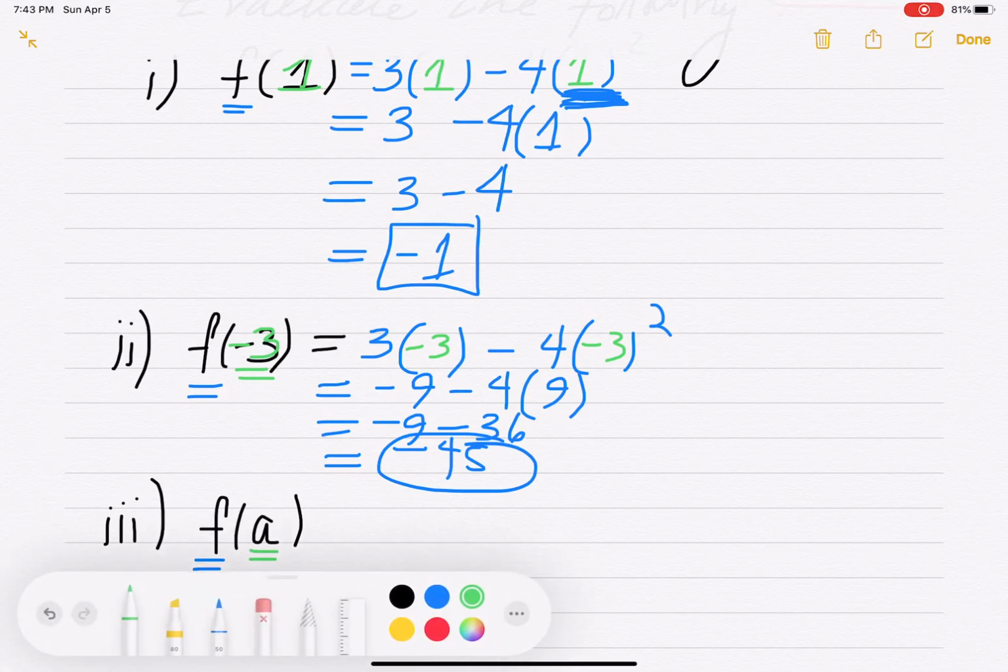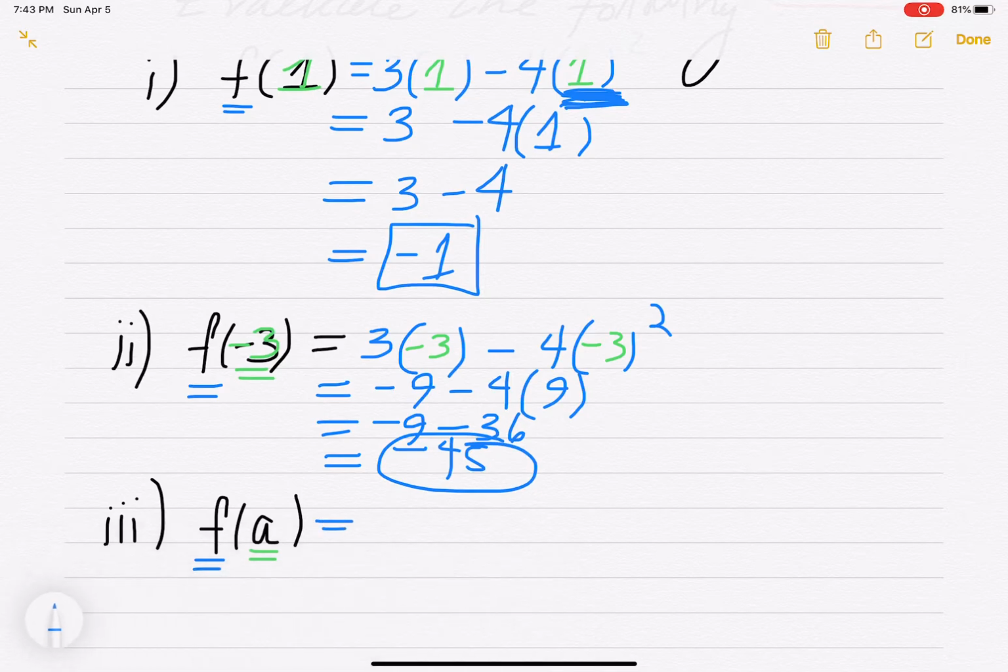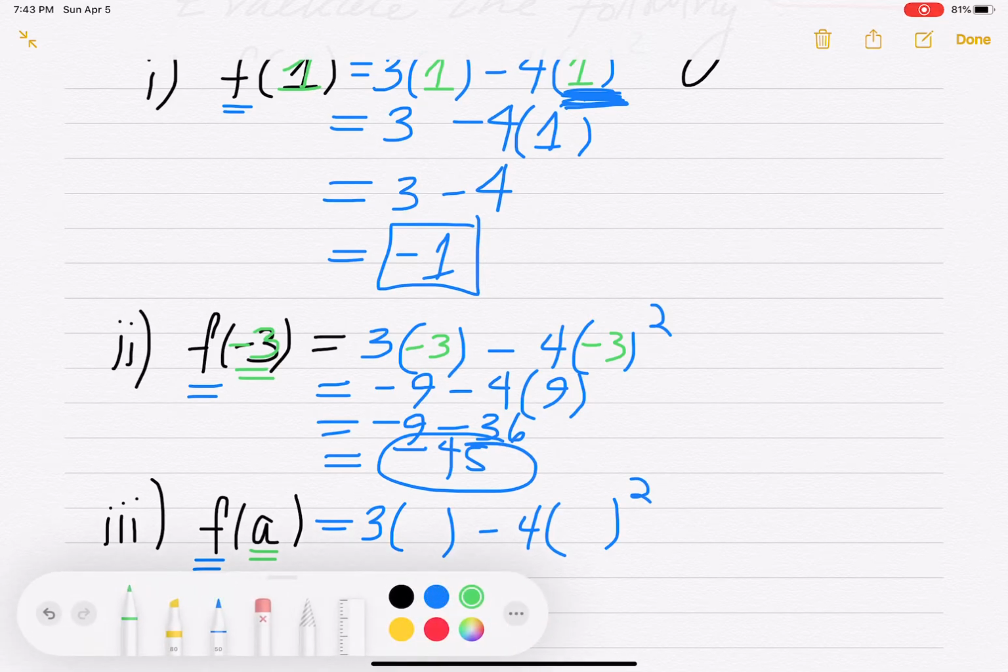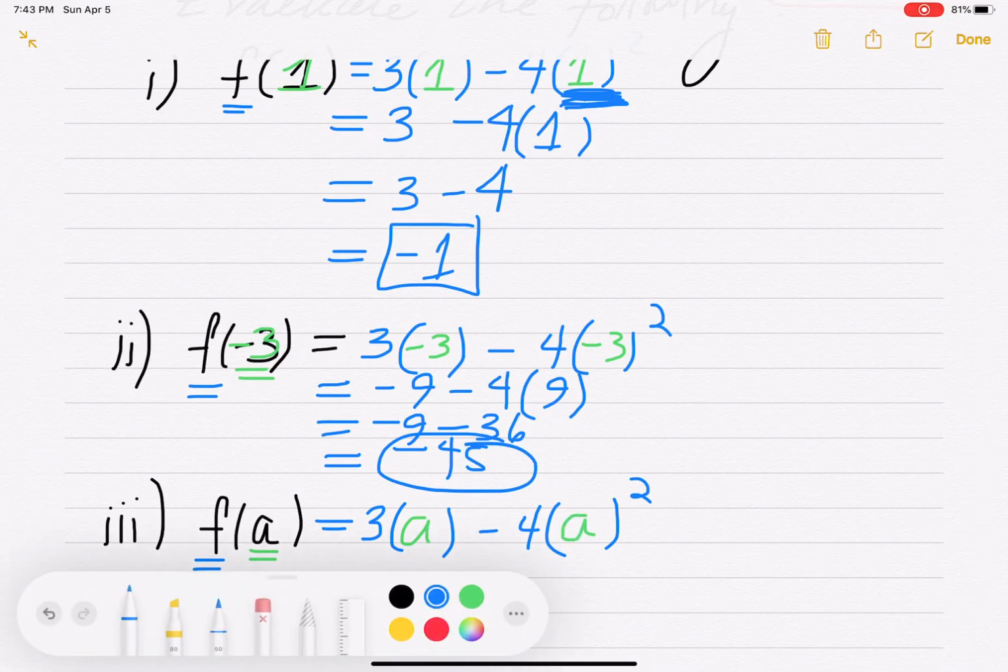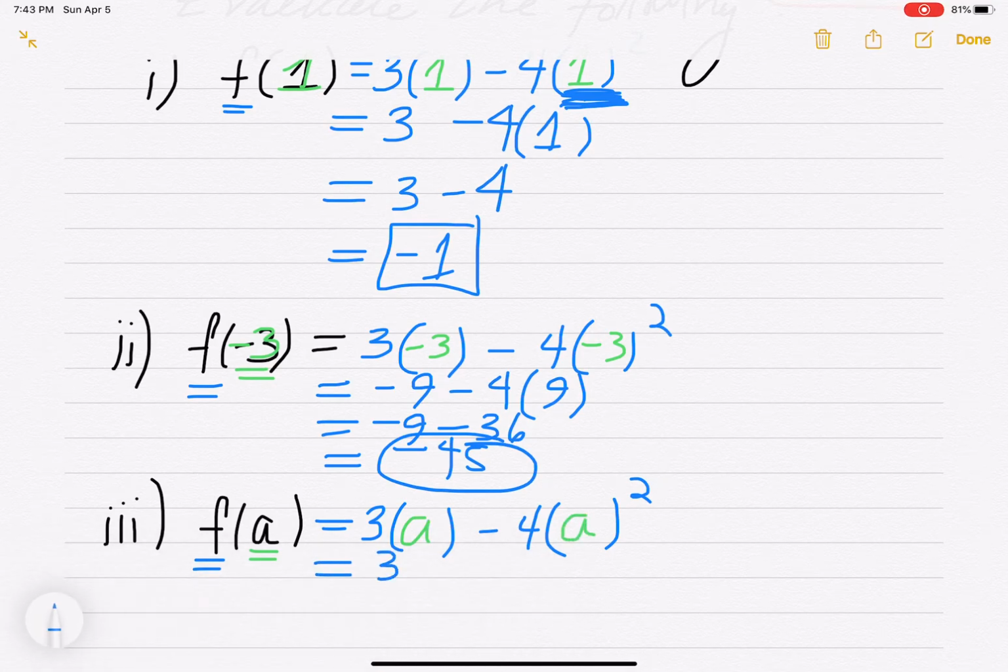So all we're going to do is write down our template. 3 blank minus 4 times blank squared. That's the template for f of x. Instead of putting an x there, we're going to replace our x with an a. Then simplify that. How do you simplify that? Well, you just say this is equal to 3a minus 4a squared. That's it. 3a minus 4a squared, that's simple.